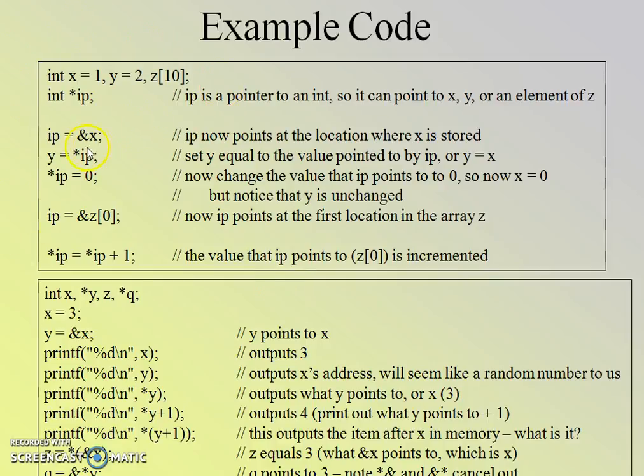Now y = *ip. Set y equal to the value pointed to by ip, or say y = x. *ip = 0, that is, now we are going to change the value that ip points to. It is changed to 0, so now the value of x is set to 0. ip = &z[0], so ip points to the first location in the array z. *ip = *ip + 1, the value of z[0] is incremented.